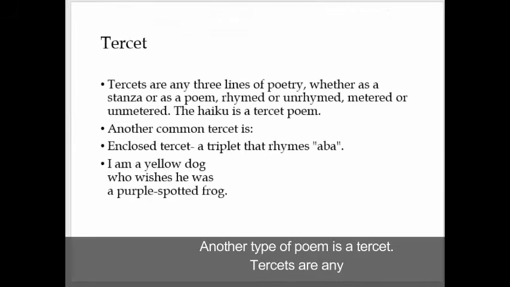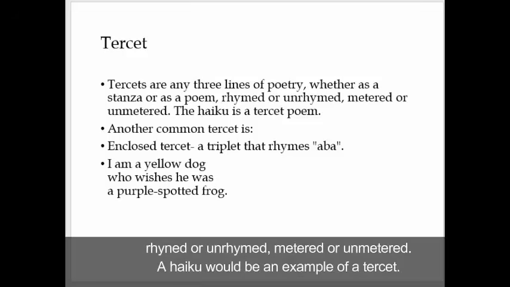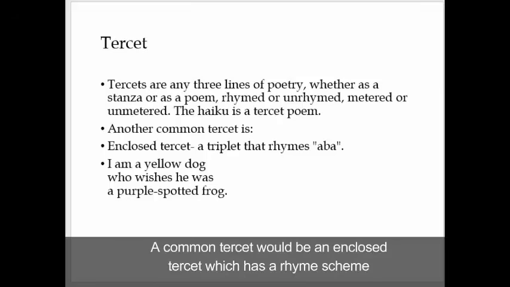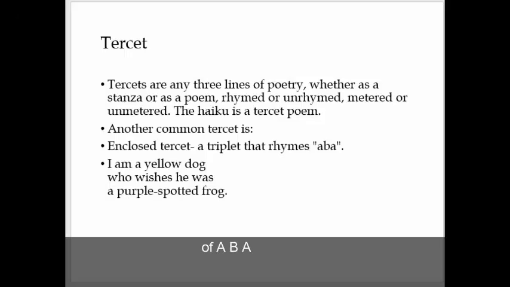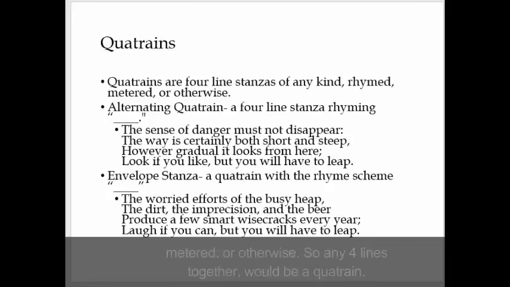Another type of poem is a tercet. Tercets are any 3 lines of poetry, whether as a stanza or as a poem, rhymed or unrhymed, metered or unmetered. A haiku would be an example of a tercet. A common tercet would be an enclosed tercet that has a rhyme scheme of A, B, A. A quatrain are any 4-line stanzas of any kind, rhymed, metered, or otherwise. So any 4 lines together would be a quatrain.